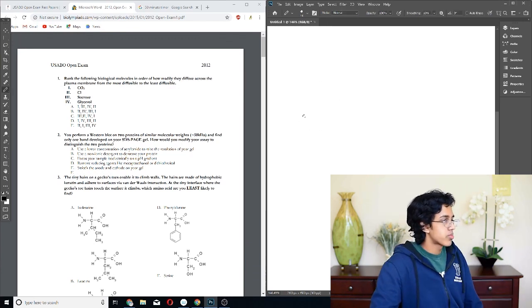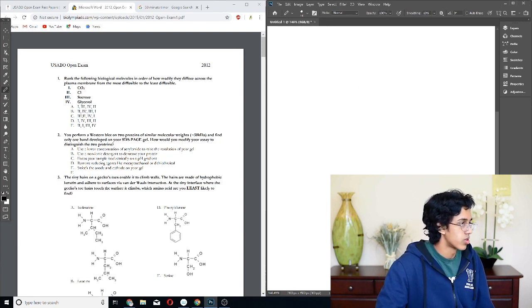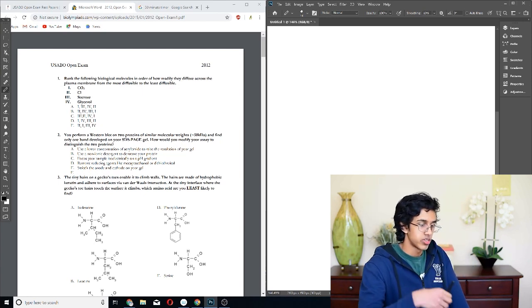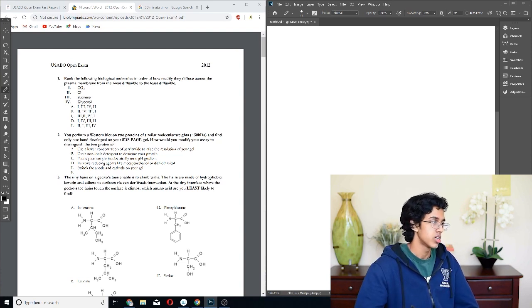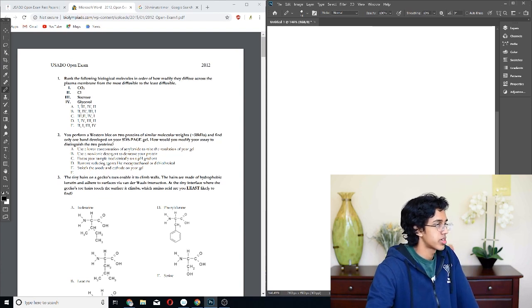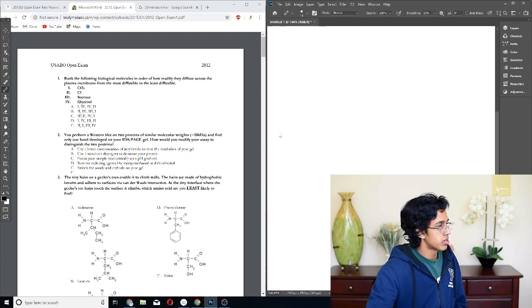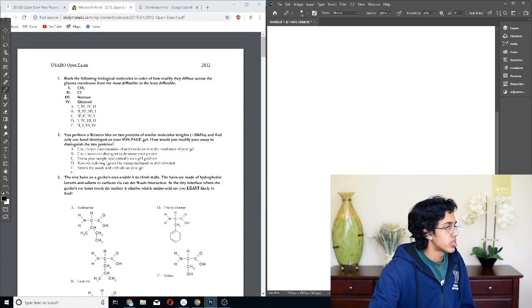Question 2. So we perform a Western blot on two things with similar molecular weight, and then there's only one band, okay? So basically, in a Western blot, you're doing gel electrophoresis on proteins, and if they have the same molecular weights, they're going to go the same distance. So if we use lower concentrations of acrylamide, that's not going to change anything, because they're still going to go the same distance. Use a non-ionic detergent, it doesn't matter if we denature it. But if we do it based on pH gradient, then that might change it.